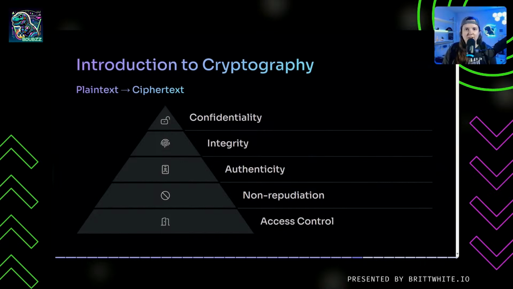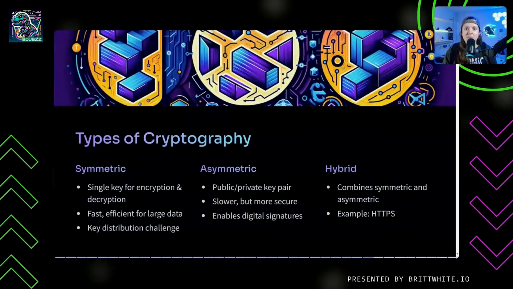Keys are the stars here. They lock and unlock everything. If you mess up managing them, your shield is toast. We'll dig into that later, but for now, know this: cryptography comes in different flavors, each with its own tricks. So let's check them out. Now that we've got the why of cryptography, let's explore the how, the types. Think of these as tools in your security kit, each built for different jobs.